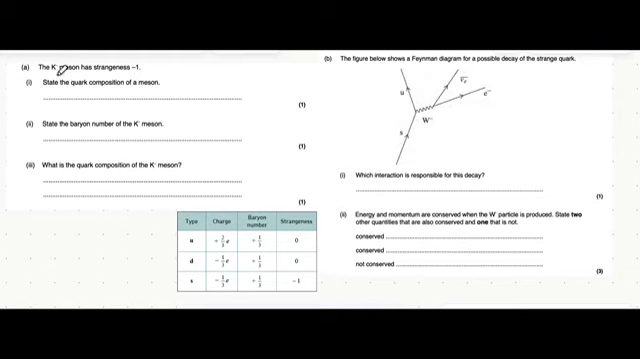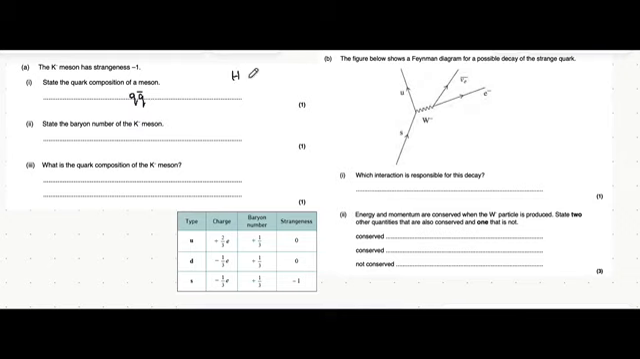So it tells you a K minus meson has a strangeness of -1, and what's the quark composition of a meson in general? Just a reminder, baryons are made of 3 quarks, and a meson is made up of 1 quark and 1 antiquark. So you can write something like quark, and then an antiquark is represented by a line on top of the Q. Now it's asking for the baryon number of a K minus meson.